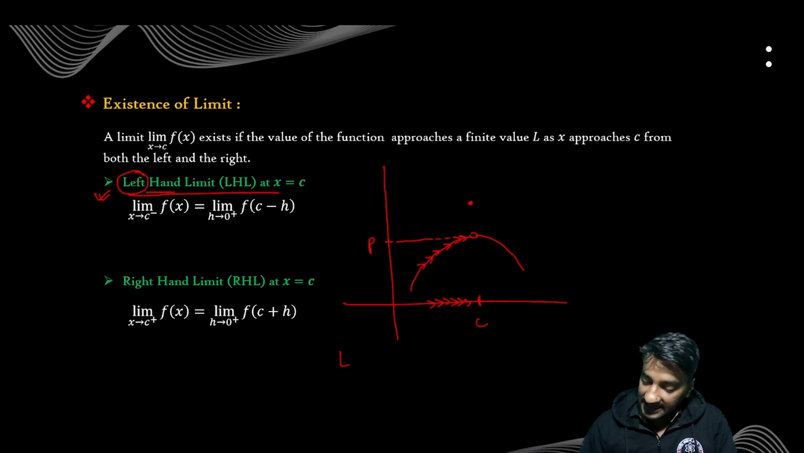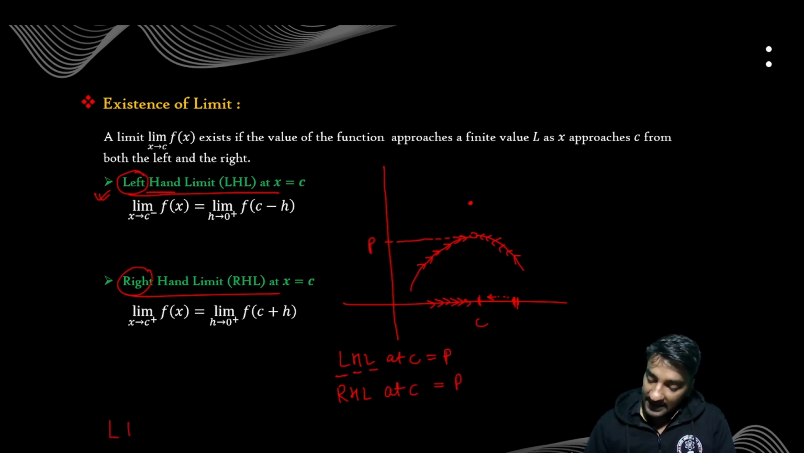Then we say that the LHL, that is, the left hand limit at c, is equal to p. Similarly, for the right hand limit, as its name suggests, the right, we start from the right hand side of c. Suppose we start from this position and gradually move toward c. Similarly, the function approaches this value from the right hand side. Therefore, we say that the RHL at c is equal to p.